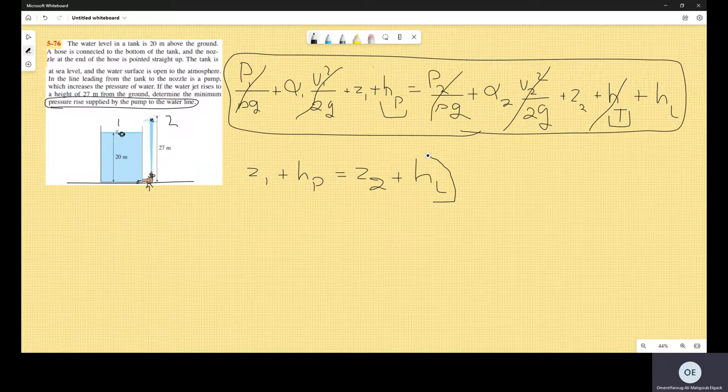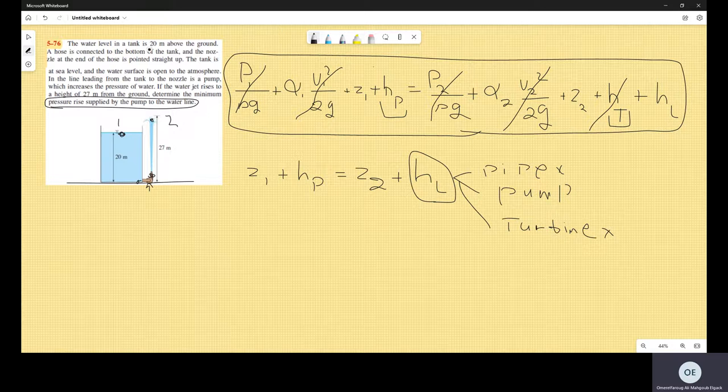Now the head loss here is the irreversible losses, which will convert some of the mechanical energy and dissipate it as heat. So there can be some irreversible losses in the pipe itself, and also in the pump and in the turbine. If you don't have something for the pump or the turbine, that means their efficiency is 100%. There are no losses in the turbine or in the pump.